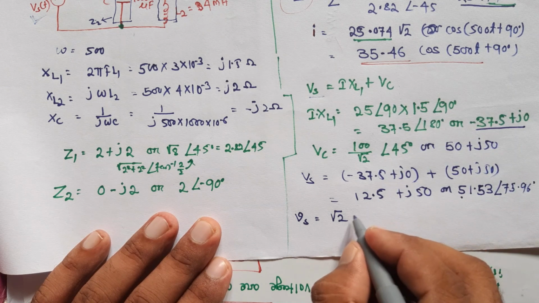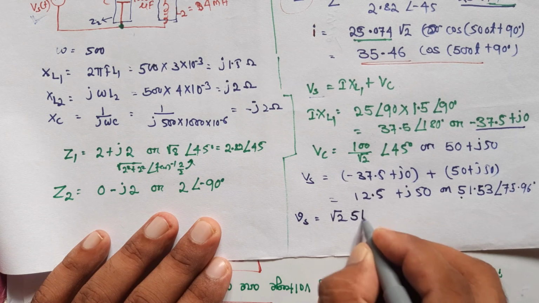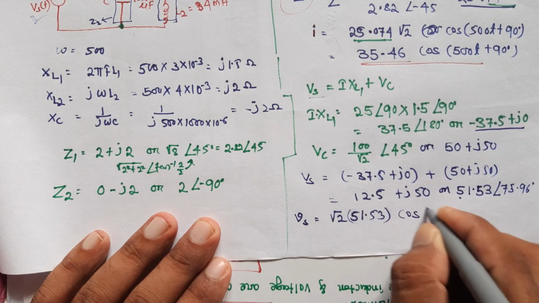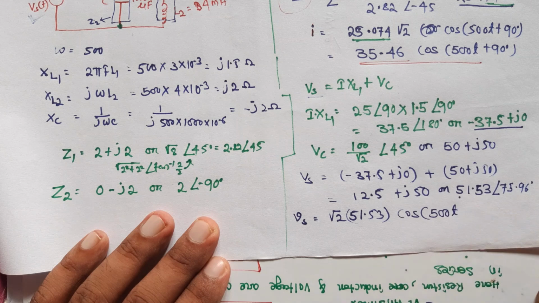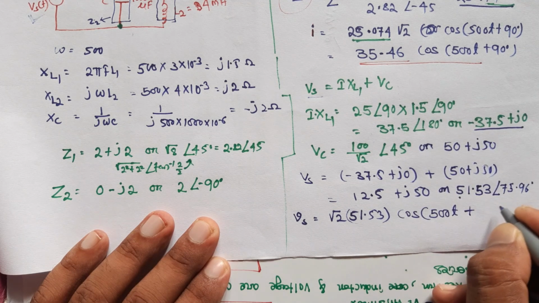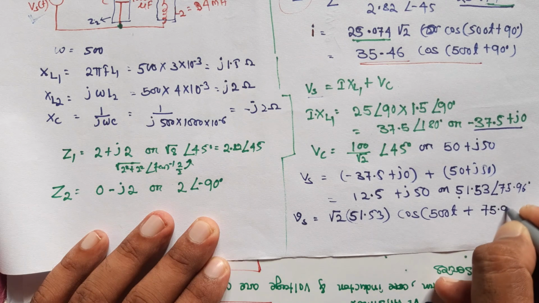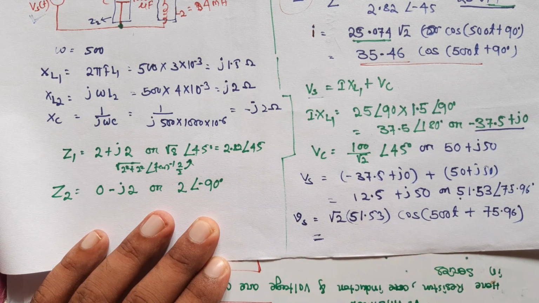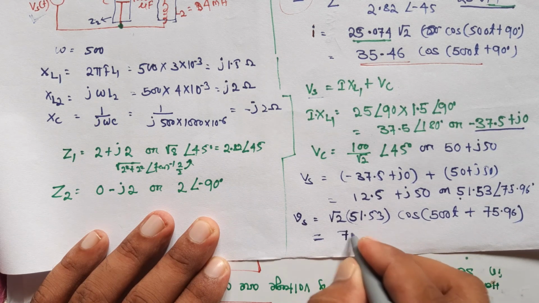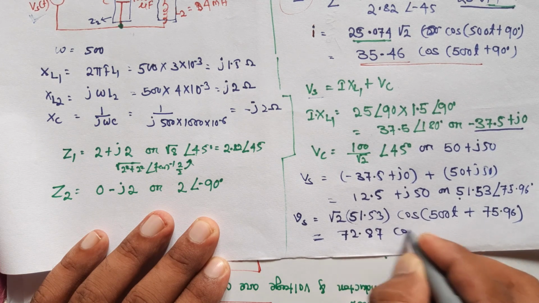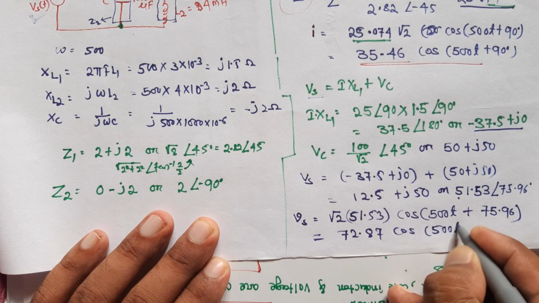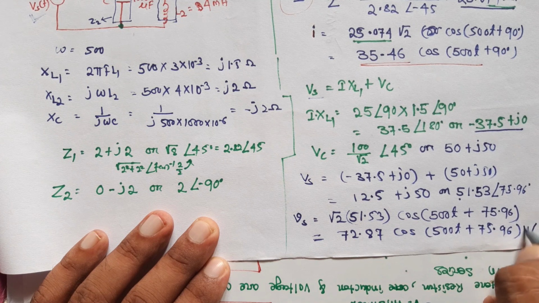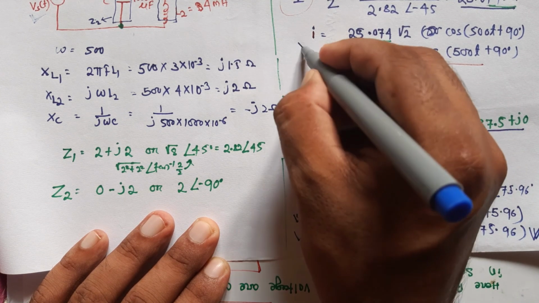So multiplying root 2 with this, we get 72.87 cos 500t plus angle 75.96. Finally, the instantaneous VS equals 72.87 cos 500t plus 75.96. This is the final instantaneous voltage, and this is the final instantaneous current.